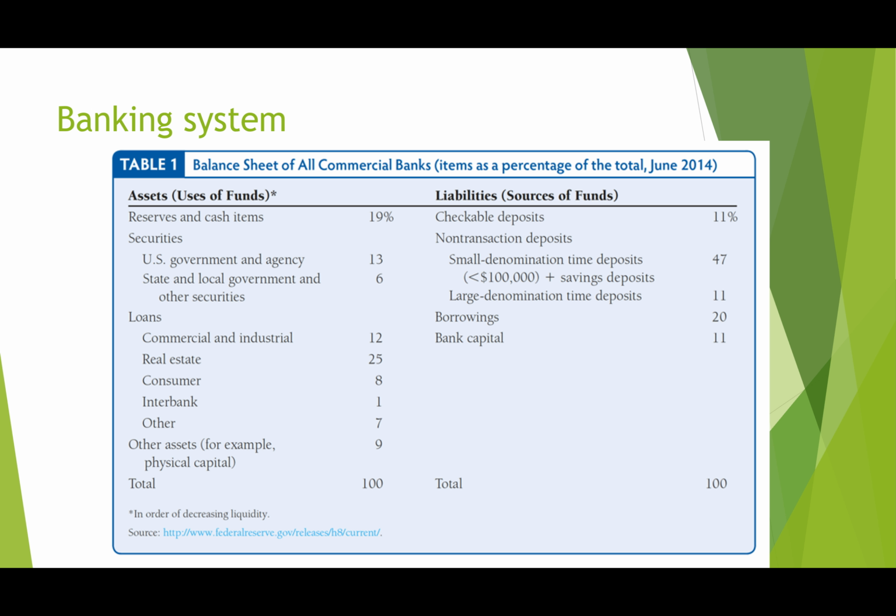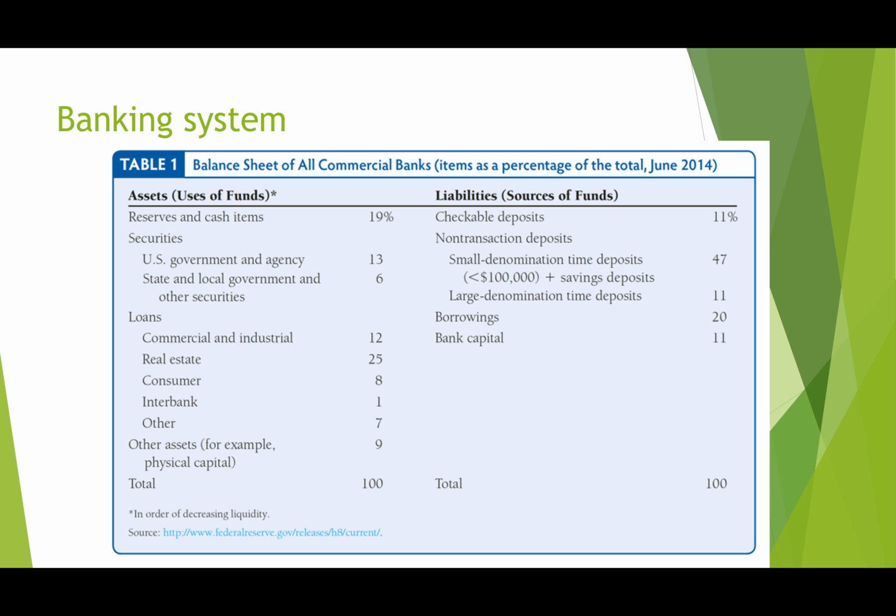On the asset side, we have reserves and cash items. These are funds that the bank has to put aside. It either puts them aside in the vault at the back of the bank, or it puts them into an account with the Federal Reserve. Those are called reserves. That's why the Fed gets its name, Federal Reserve, because it carries accounts which relate to the commercial banks. So those are the reserves.